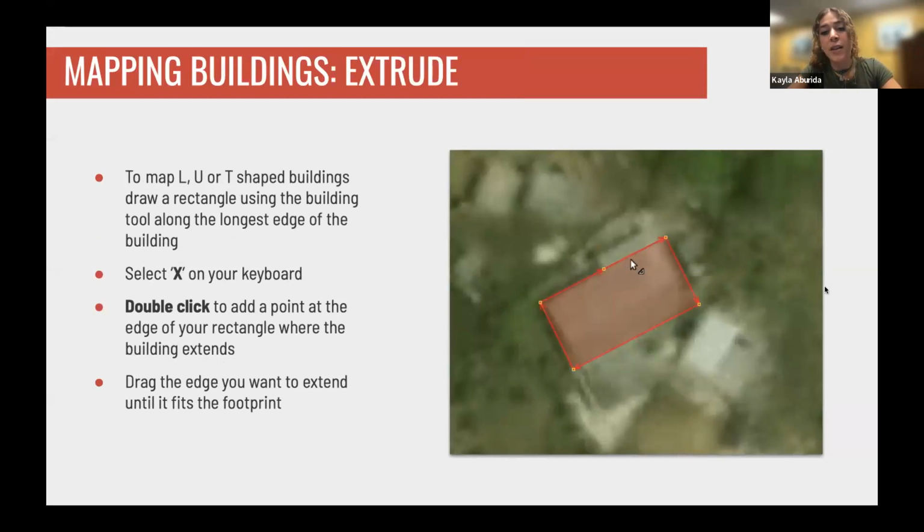If you see this video playing, you'll see how there's an extrusion from the building. You're going to use the same process by mapping the longest edge and then stopping around here because it's just at the extrusion. Then you select X on your keyboard, double click where that extrusion is, and drag, and it'll create a point that separates the two lines. Then you can drag the line out, and it will extend until it fits the footprint of the building.